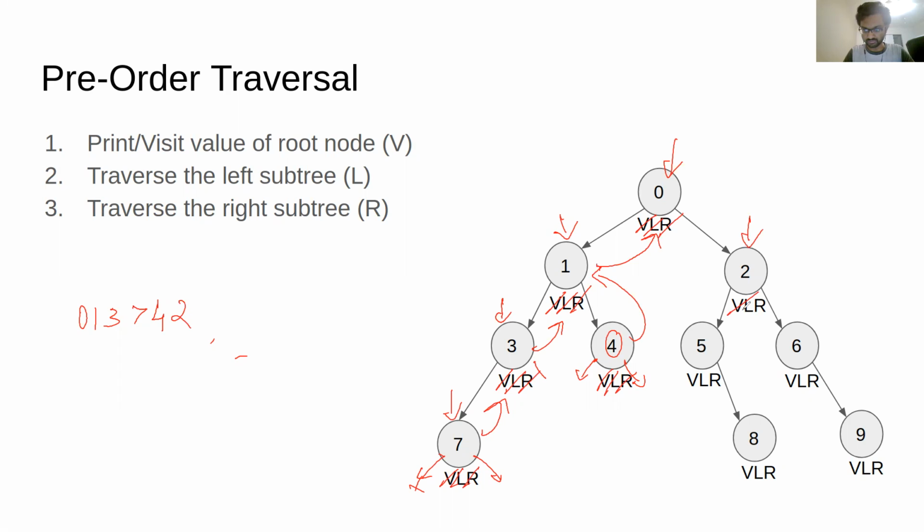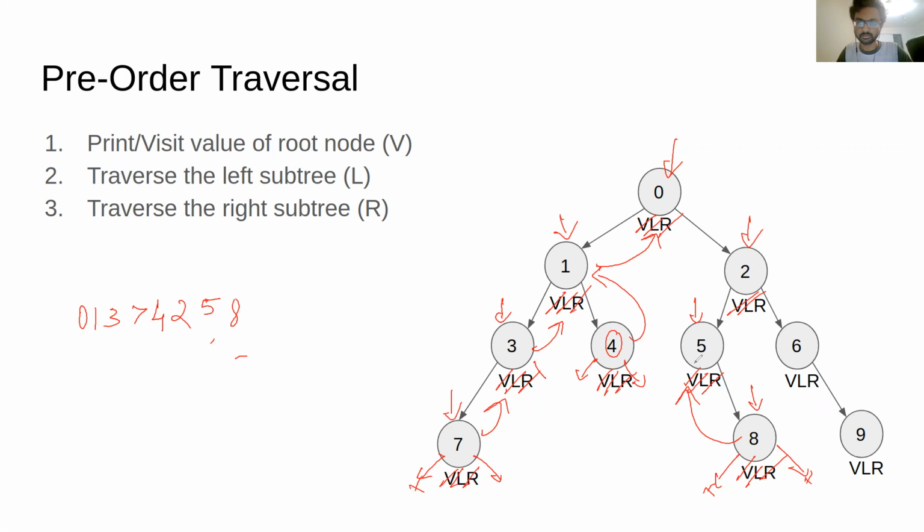Do we have a left subtree? Yes. So we are at 5 now. We visit 5. So the output is 5. Do we have a left subtree? No. So the L gets cancelled. Do we have a right subtree? Yes. So we are at 8 now. We visit 8. So the output is 8. Do we have a left subtree? No. Do we have a right subtree? No. So we go back to its parent.